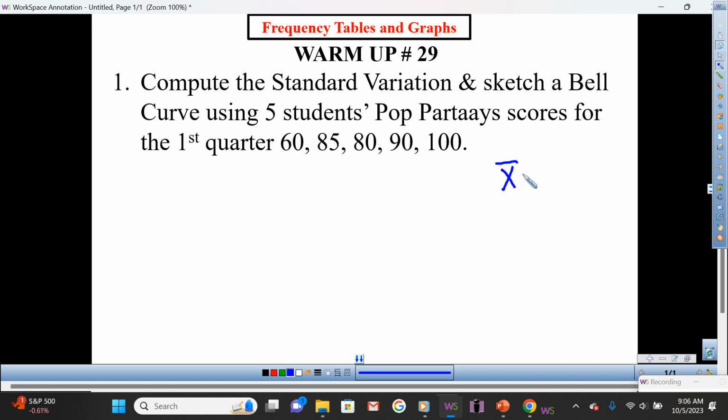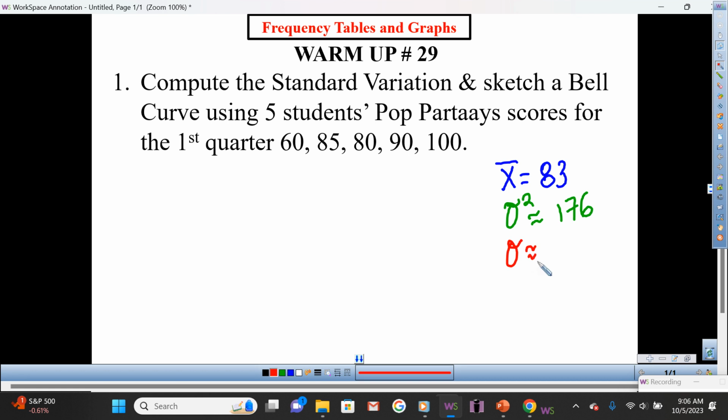So we need the mean. What'd you get for the mean, Caleb? What'd you get? 83? Hands if you got 83. All right. From there, I need the standard deviation squared. What'd you get for standard deviation squared? 172. 72.6. 176. Okay. Hands if you got that. All right, looks about right.